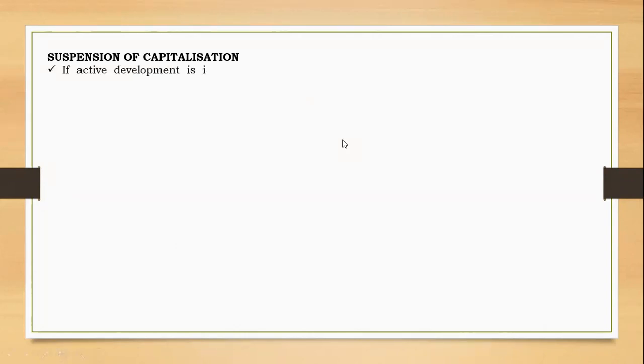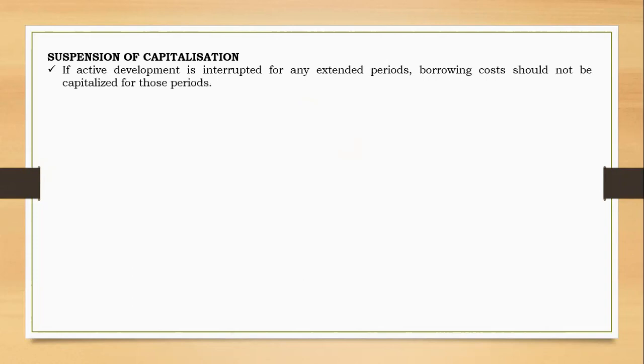If active development is interrupted for any extended periods, borrowing costs should not be capitalized for those periods, right? I've given you an example. Labor has gone on strike, and although borrowing costs are being incurred by the entity to pay the bank, you cannot capitalize because actually the work is not active. The job is not active. The asset is not being constructed, right?